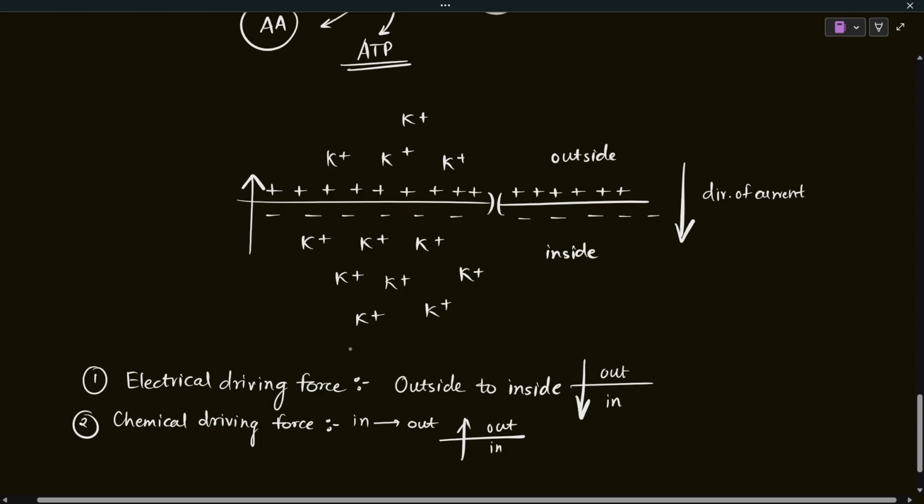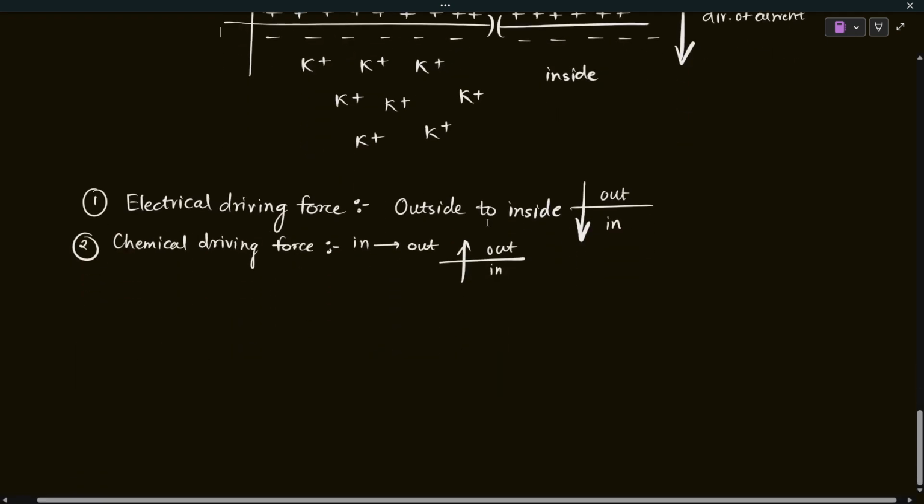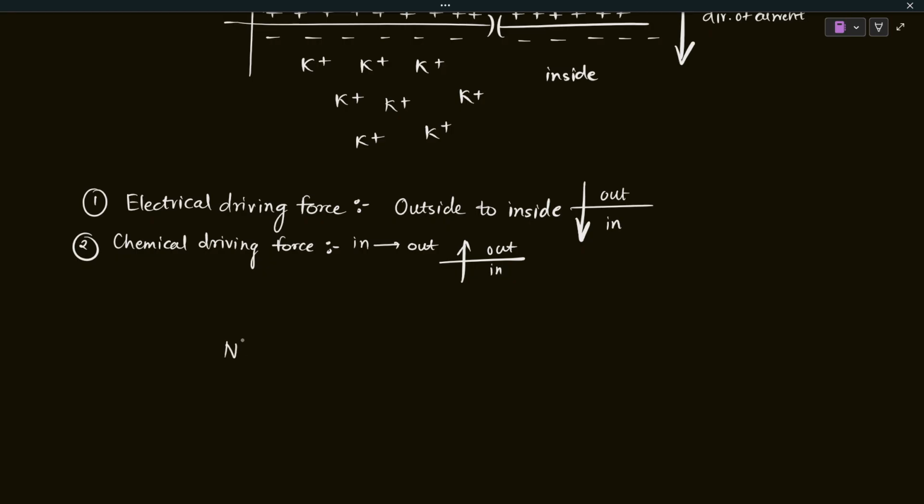Okay, so this is very controversial. These are very contrasting to each other. The chemical driving force says that the potassium ion should move from inside to outside, while the electrical driving force says that potassium ion moves from outside to inside. So, in the last lecture, we discussed the leak ion channels, the potassium leak ion channels.